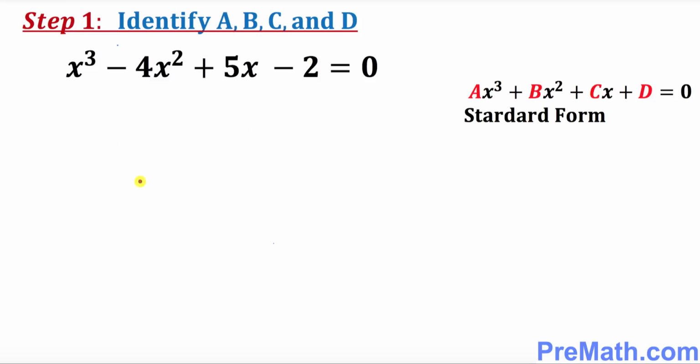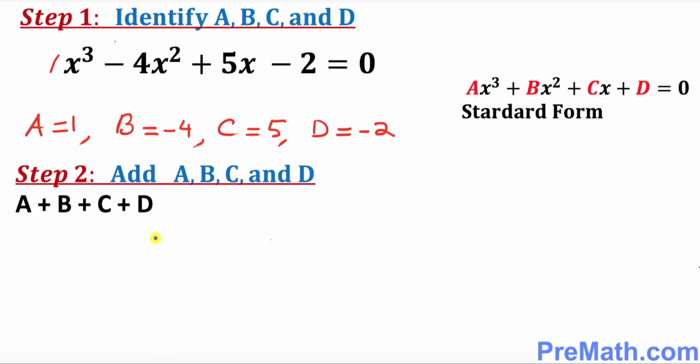In step 1 we are going to identify our coefficients A, B, C and D by comparing our original equation with the standard form, as you can see on the right hand side. Obviously, by just looking at it, you can see that A turns out to be 1. B is -4. C is 5. And D equals -2.